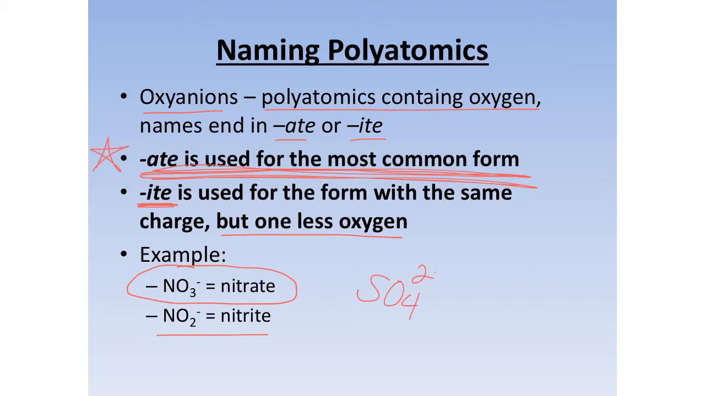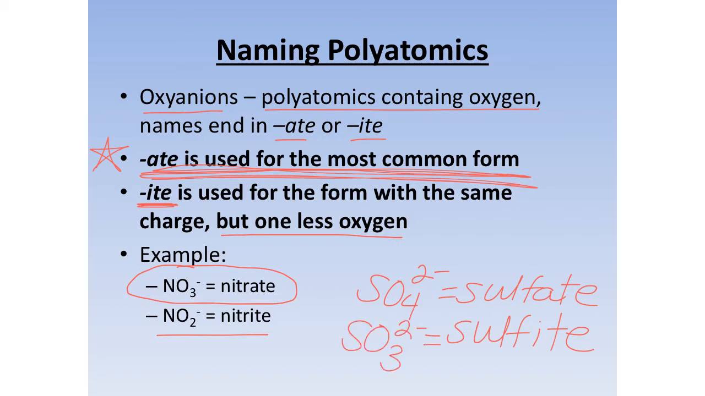Sulfate is SO4 minus 2. So again, most common is "ate", so you do need to memorize the "ate" one. So SO4 minus 2, sulfate. We also have sulfite. Since it ends in ite, it would have one less oxygen, but still have the same charge. So we really need to memorize the most common form, the sulfate, and then just know the rules at how to derive the rest of them.